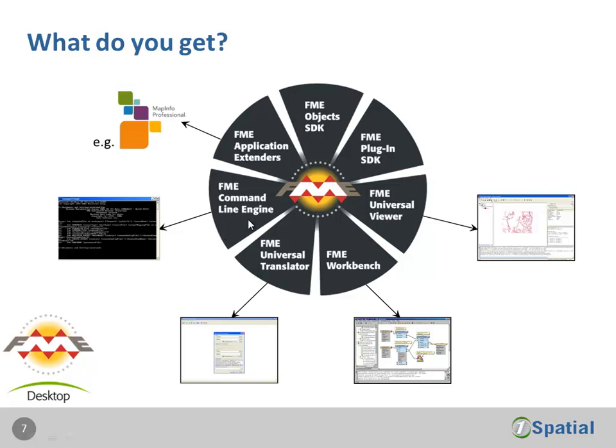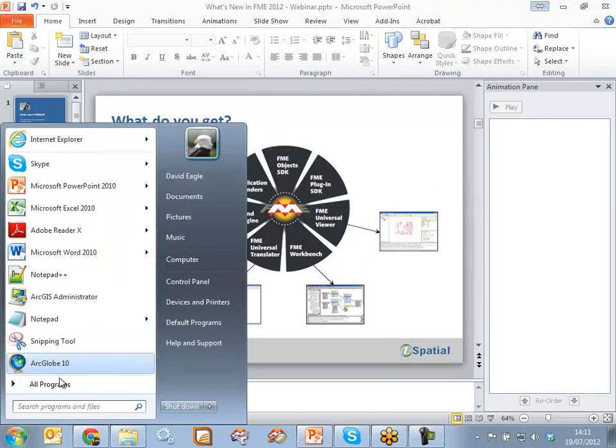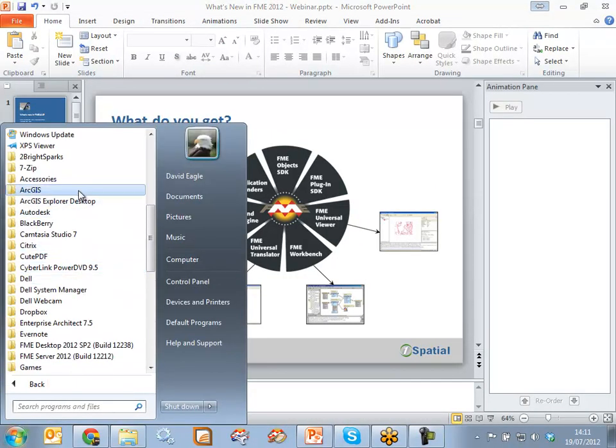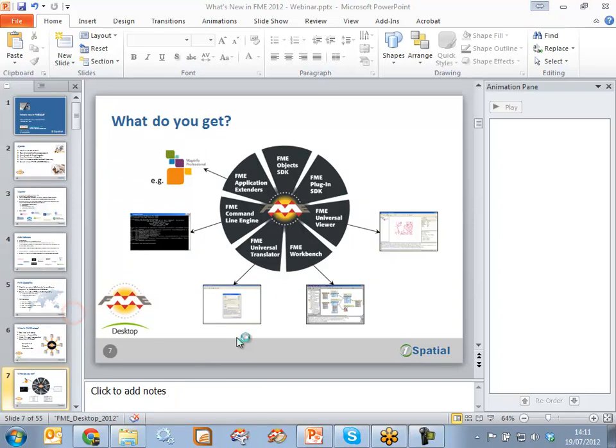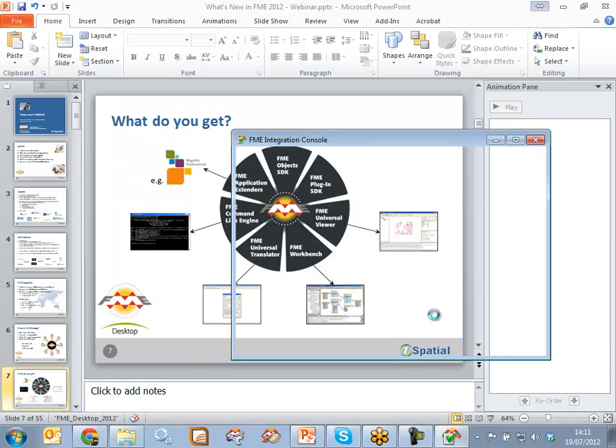You can also run FME on the command line, and there's also something called an FME application extender, which you can access through your utility that, if I go and show you, is tucked away down in your FME install. So if you go and have a look in your utilities, you can see that there's something called the FME integration console.